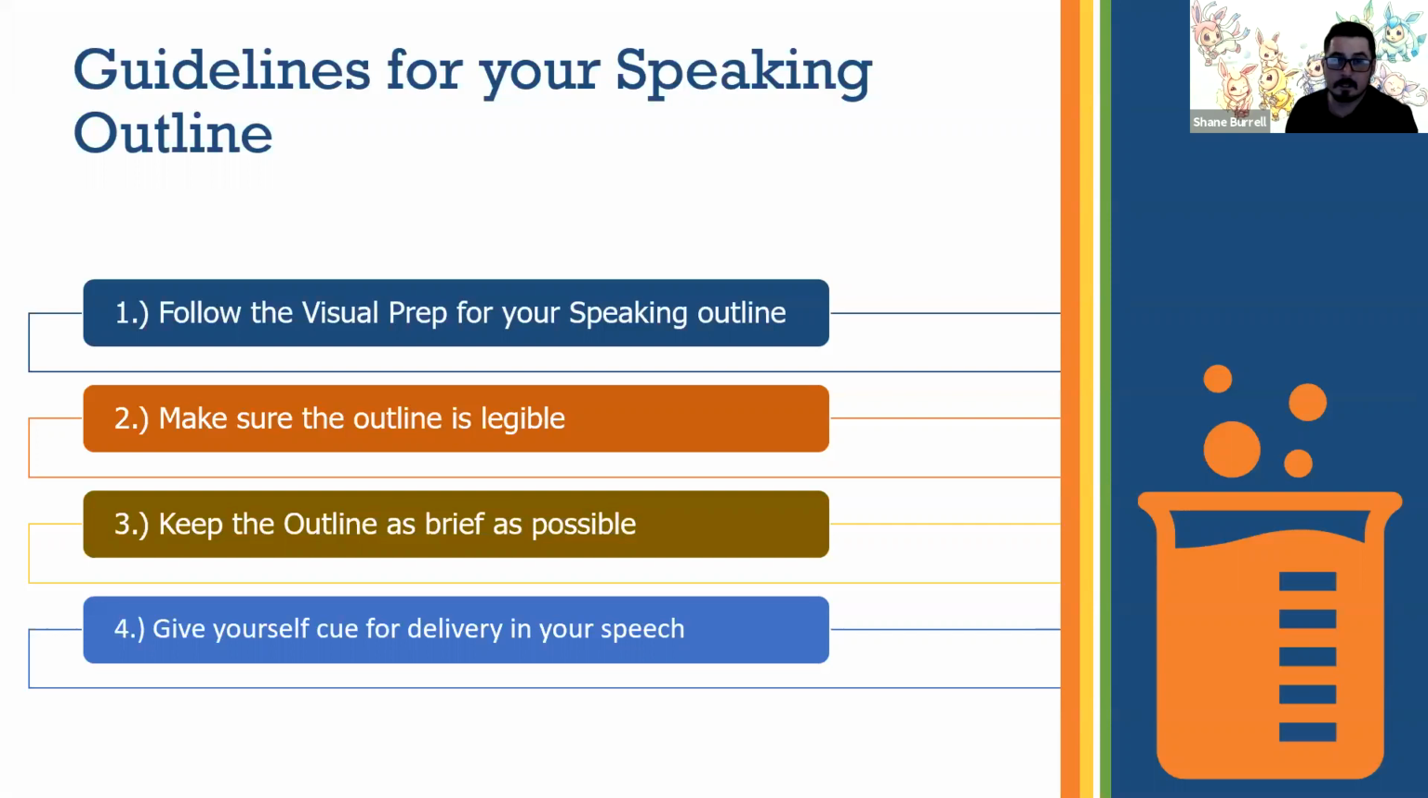Keep your outline as brief as possible. From your written outline to your speaking outline, I don't want to see you reading from a script. I just want you to pull off the main points, figure out, okay, here I'm going to do this, here I'm talking about this, here I'm saying this, X, Y, and Z, right?